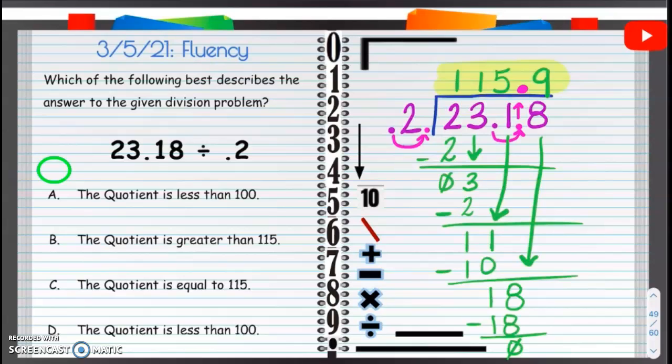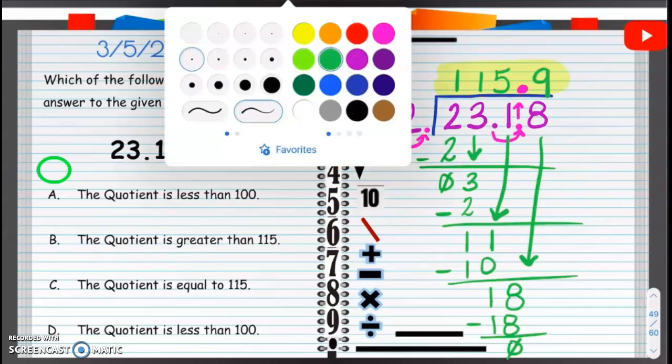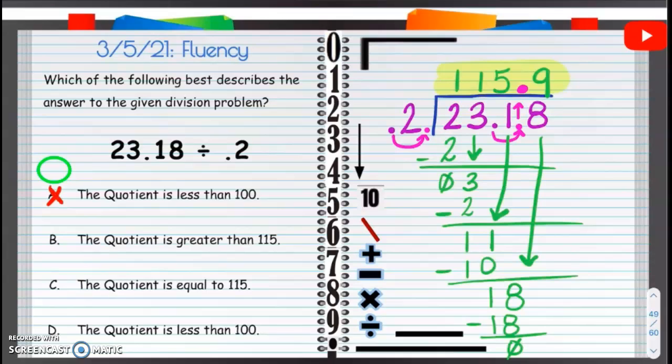So is the quotient less than 100? No, it's 115. That's more than 100. So I can X that one. Is the quotient greater than 115? Yeah, it is greater than 115 because it's 115 and 9/10.